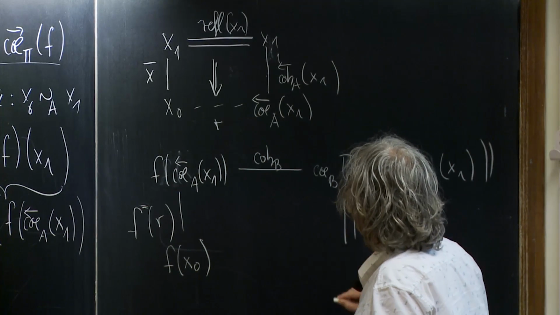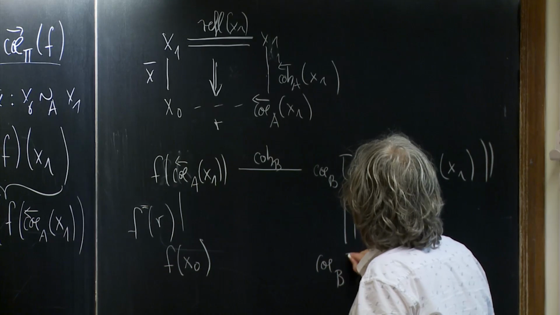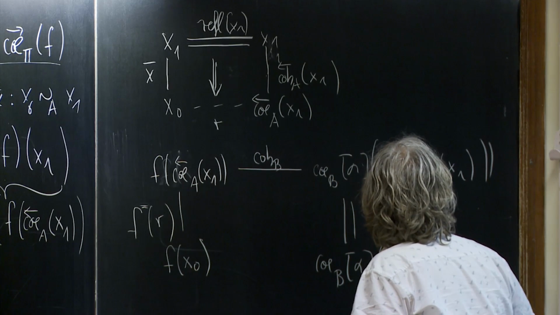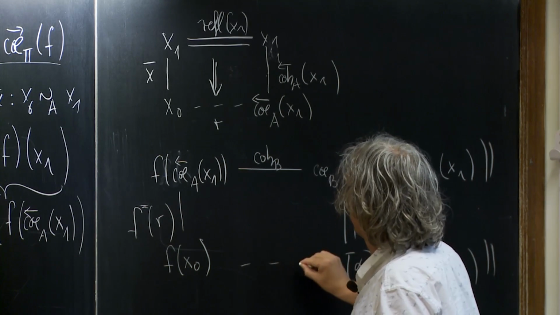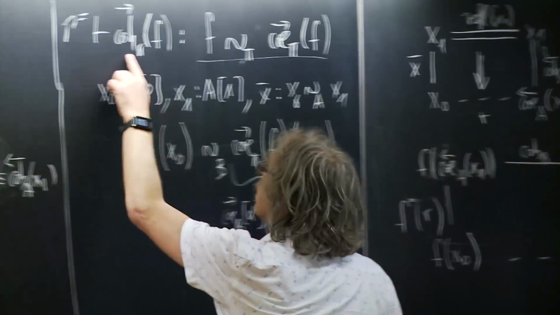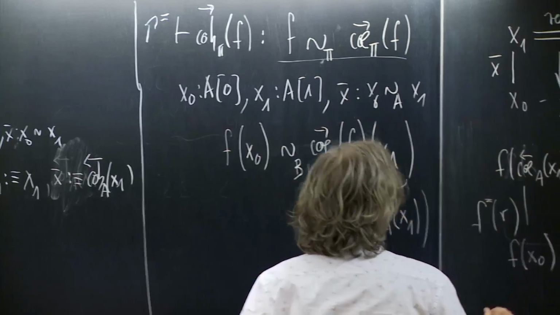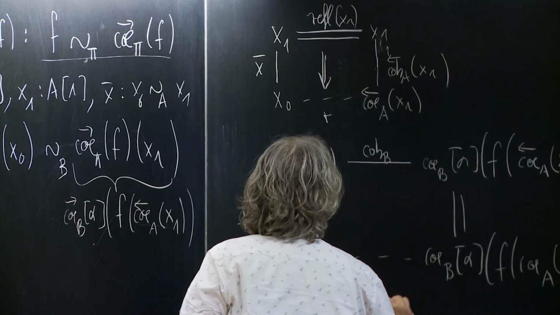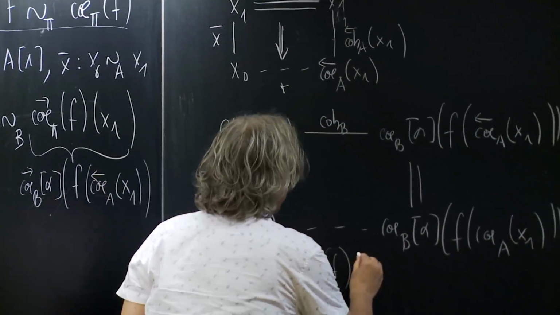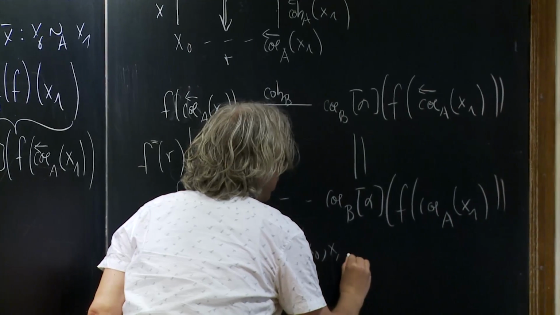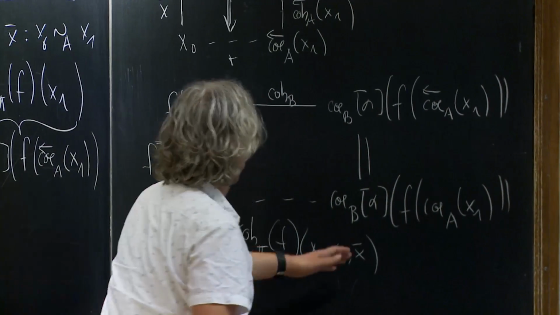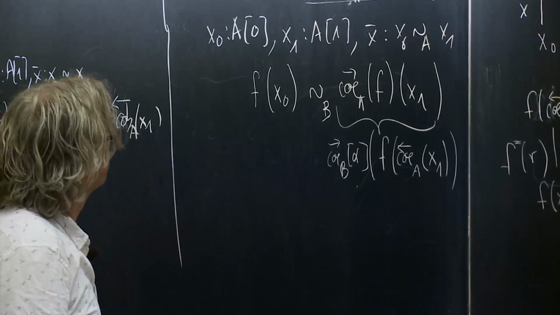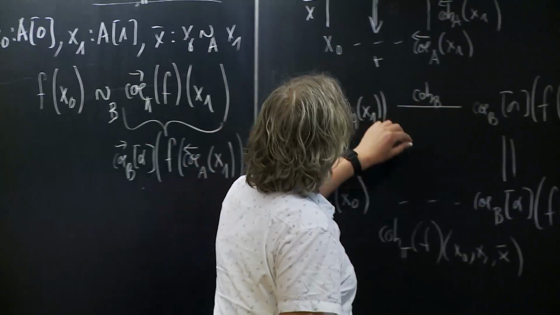And then I just apply equality. And this filler here is what I need. That is my coherence for f, applied to x0, x1, and x bar. But then I abstract it, and I have finished my construction. So here I also need a filler.